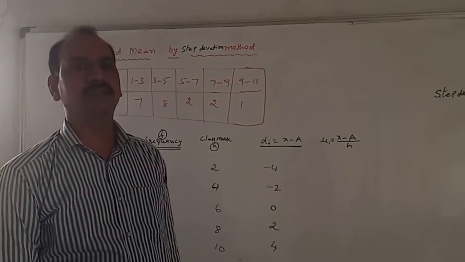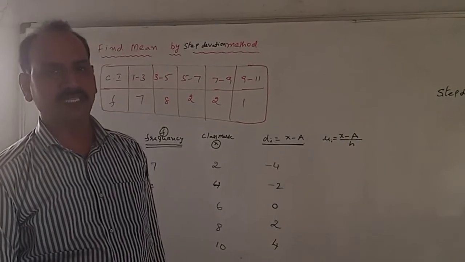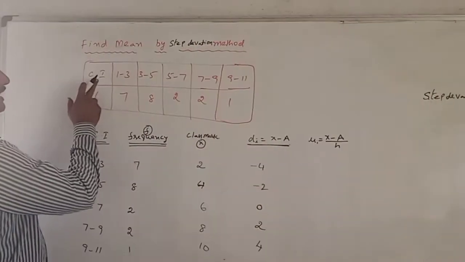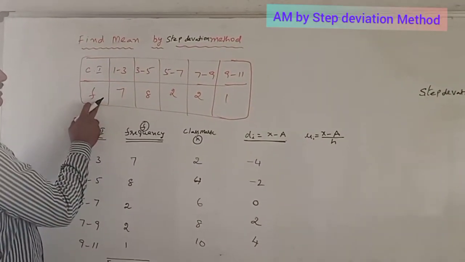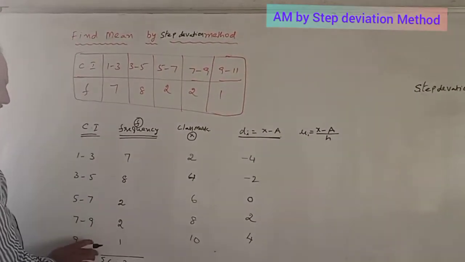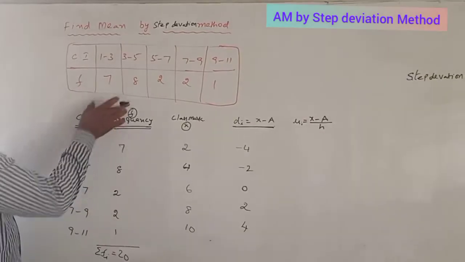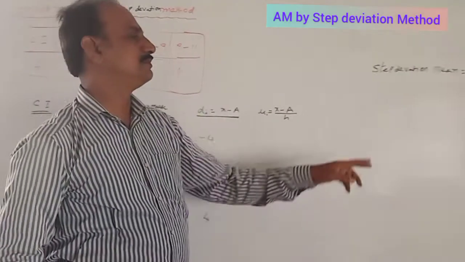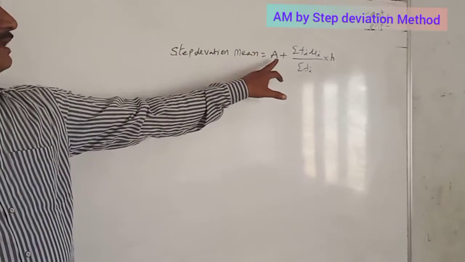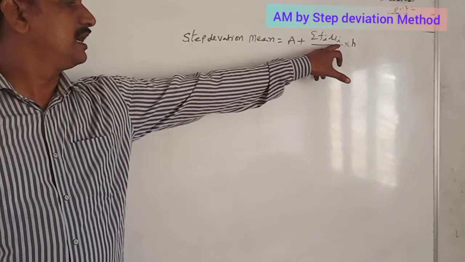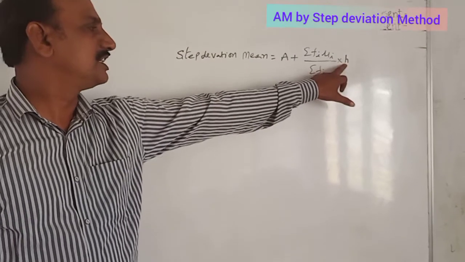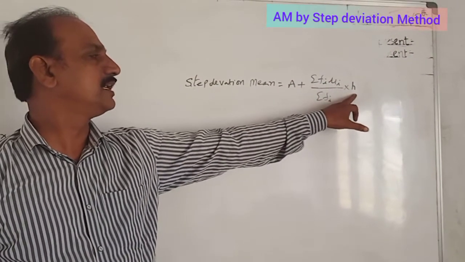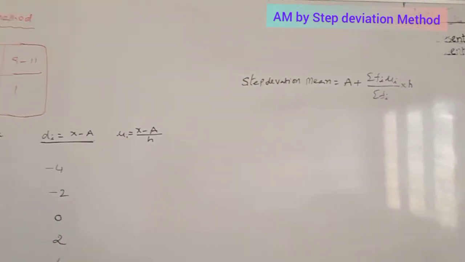Now find the mean by the step deviation method. Here the class interval and frequency are given. So first write the class interval in the first column, and next write the frequency in the second column. What is the step deviation mean formula? a plus sigma fi ui by sigma fi into h. That is the step deviation method formula.